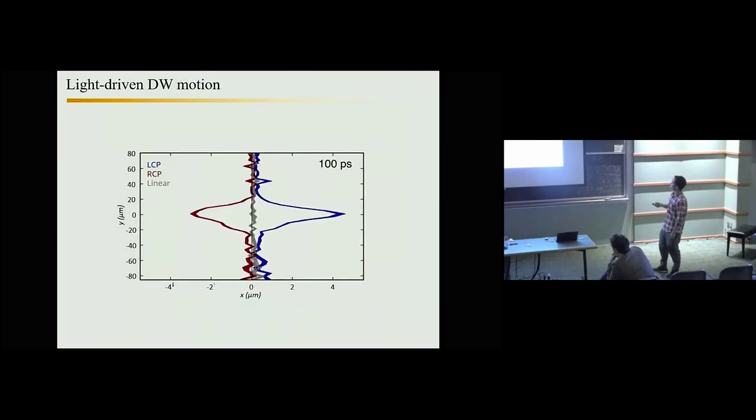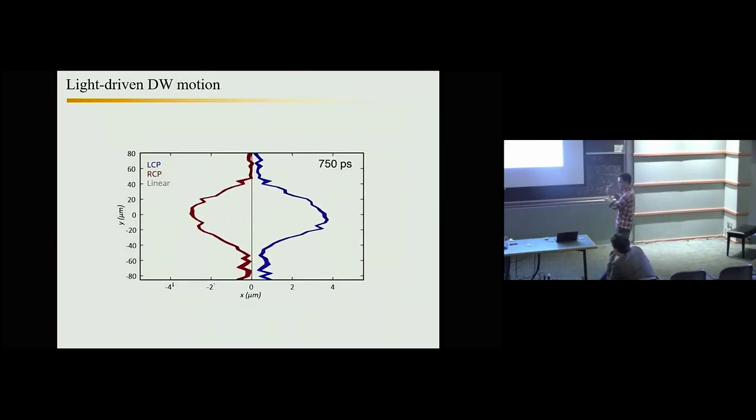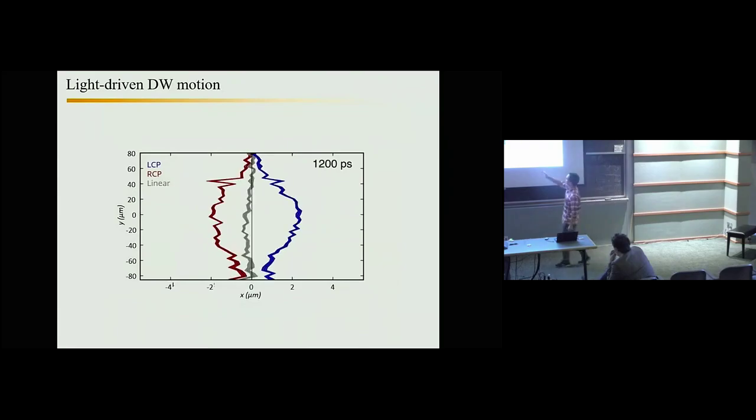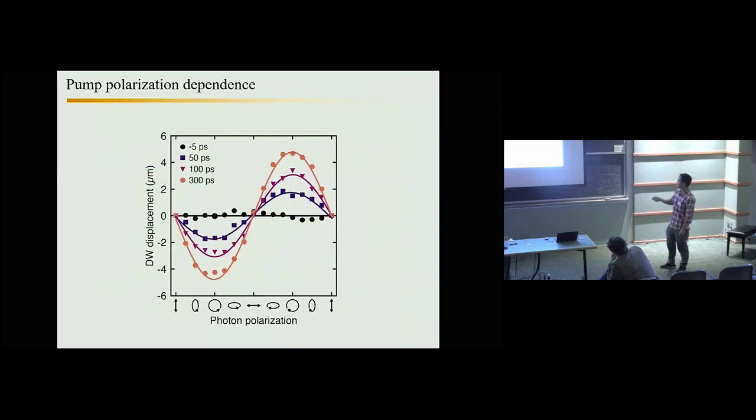I can quickly go through this. These are just fits to those images and evolving those in time to look at the disturbance of the wall. The takeaway point really is that the wall not only gets pushed out left or right, but the disturbance actually extends in the y direction over a spatial region bigger than the beam spot. So these effects are really not just local to where the beam is hitting it. And the force, if you like, is maximized at the pure circular polarizations.